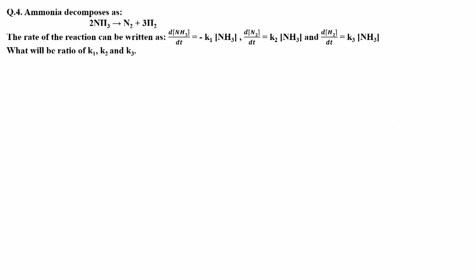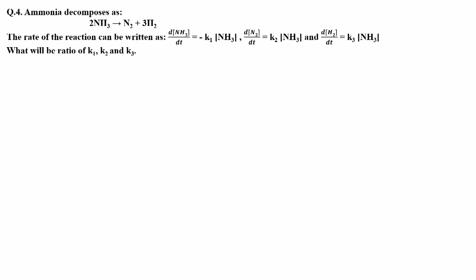Next we move to problem number 4. It says ammonia decomposes as 2NH3 goes to N2 plus 3H2. The rate of reaction can be written as d concentration of NH3 by dt is minus K1 times concentration of NH3, and d concentration of N2 by dt is K2 times concentration of NH3, and d concentration of H2 by dt is K3 times concentration of NH3. What will be the ratio of K1, K2 and K3?